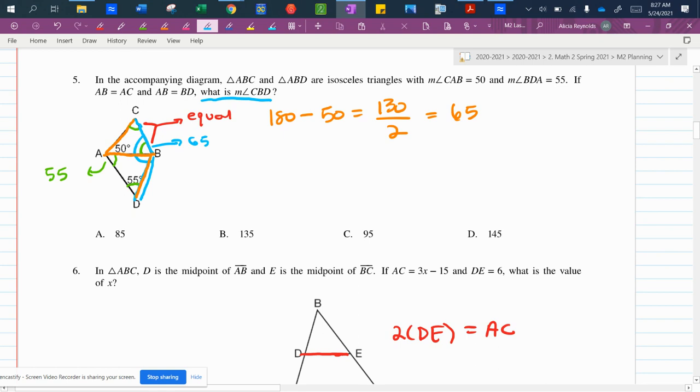This is still triangle sum. So I'm going to have 180 minus 2 times 55. And that's going to give me angle B for the bottom part. And then whatever I find here plus 65 is going to be my final answer. Does that make sense?